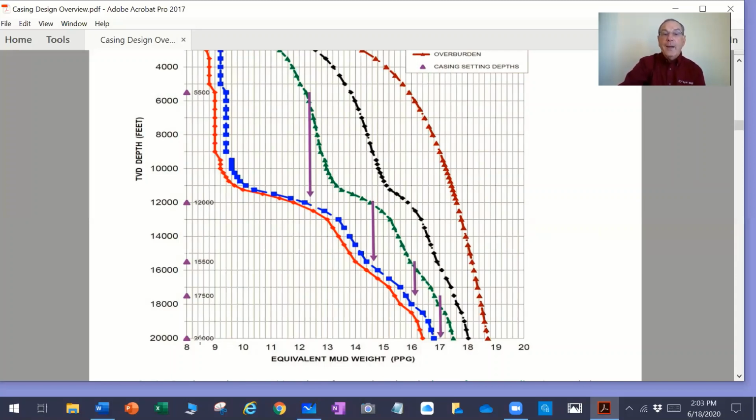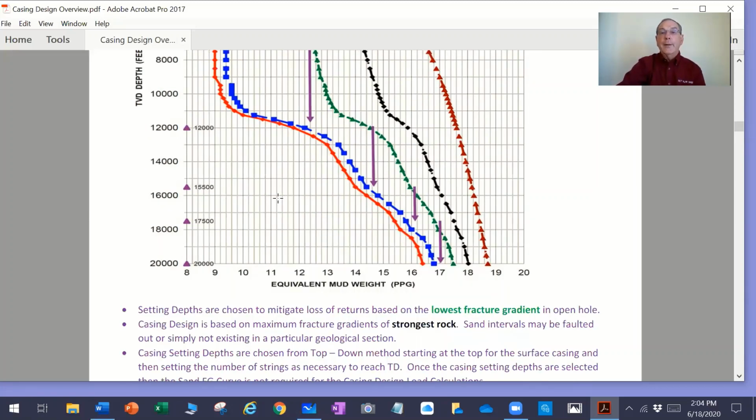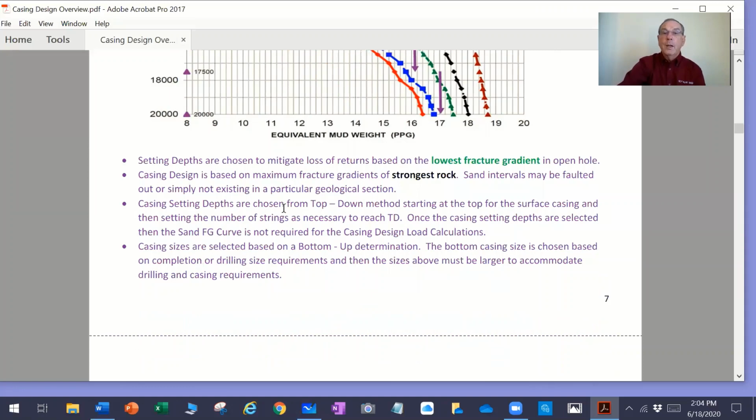This might be a 5-inch size. This size at 17,500 might be 7-inch. The casing at 15,500 might be 9 5/8. The string of casing at 12,000 feet might be 11 3/4. And then the string of casing at 5,500 feet might be 13 5/8 casing. So you start at the bottom and you go up with sizes that allow you to drill the well based on your wellbore conditions.